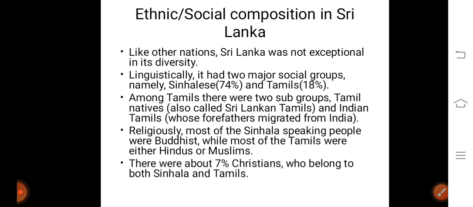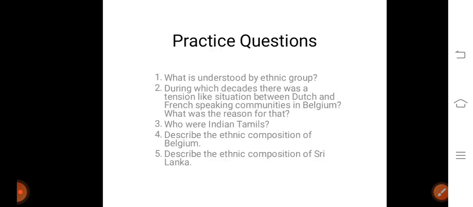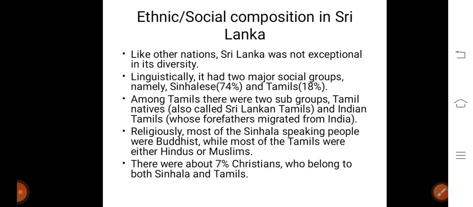If we see again from the religious perspective, religiously most of the Sinhala speaking people were Buddhist. I mean, they were the followers of Buddhism, right? Then most of the Tamils were Hindus or Muslims. Basically Hindus and Muslims also were there in the Tamils, right? There were also about 7% Christians who belong to both Sinhala and Tamil. So unlike Belgium, we have found here in Sri Lanka it's more complicated, right, in the ethnic or social composition?